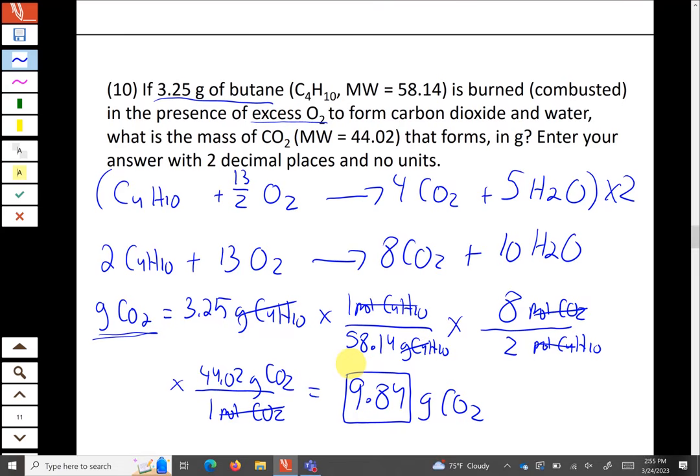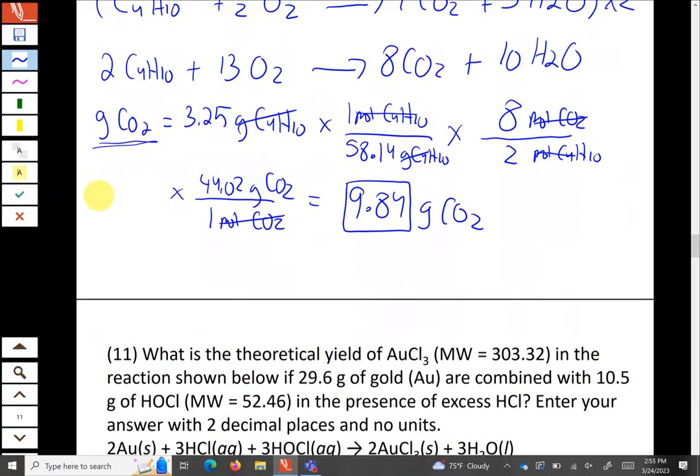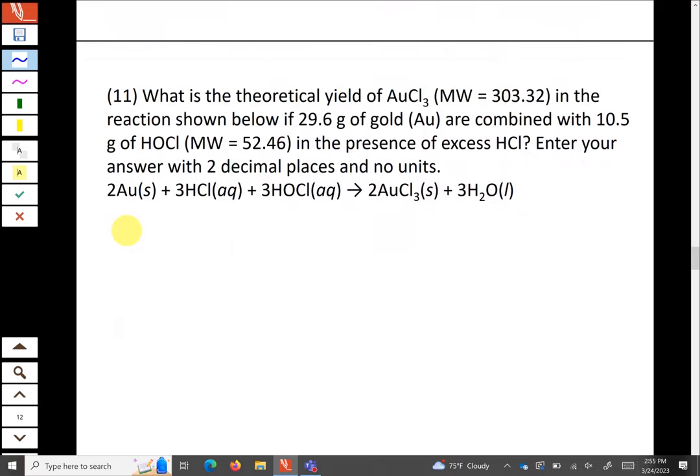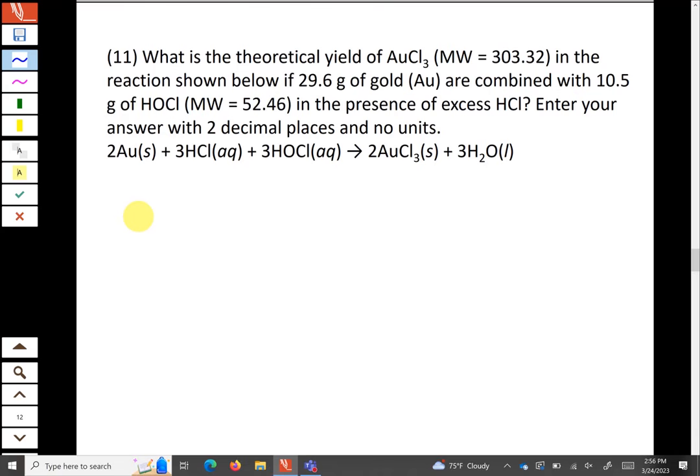All right, any questions on that? All right, so that's a pretty standard mass-to-mass stoichiometry problem. In this next one here, it's also stoichiometry, but it's going to be just a little bit more involved.